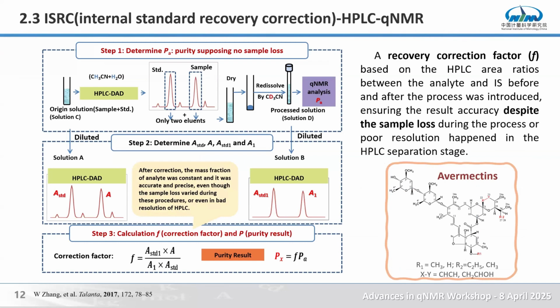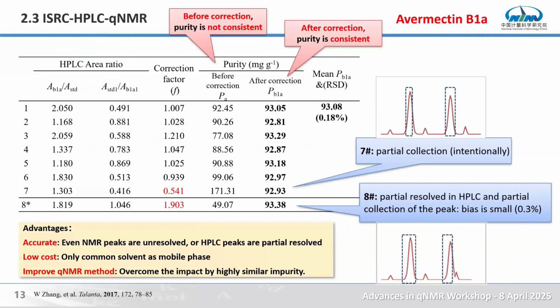After evaporation and redissolution, it was determined by qNMR, which is the same as the last method, but the difference is that a recovery correction factor based on the PBe area ratio between the analyte and the internal standard before and after the purification process was proposed. This factor can reduce the error from the sample loss. Our MACTIN B1A was used as the model molecule.